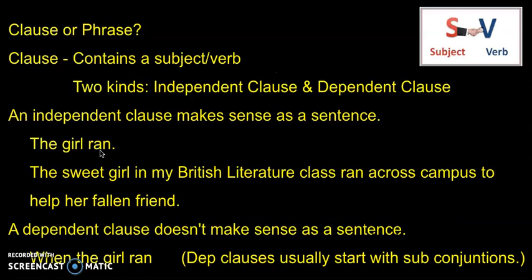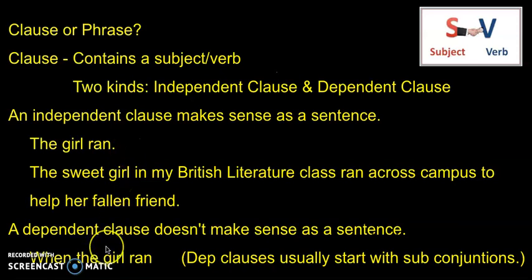They can also be bigger and still contain that one complete thought. For example, the sweet girl in my British literature class ran across campus to help her fallen friend. The subject and verb are the same. Girl ran. But you see, sometimes you have lots of words that can help add to the sentence. It's still one independent clause and still just as much of a sentence as the girl ran.